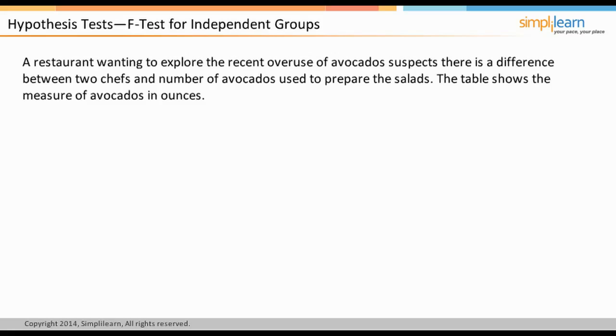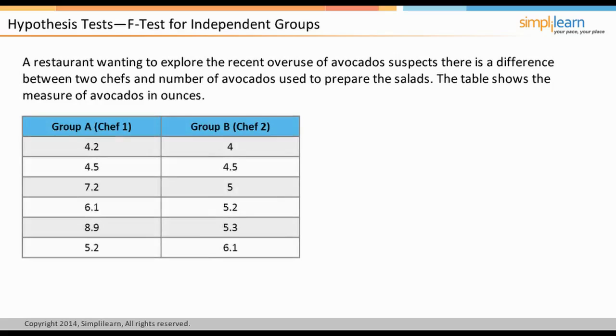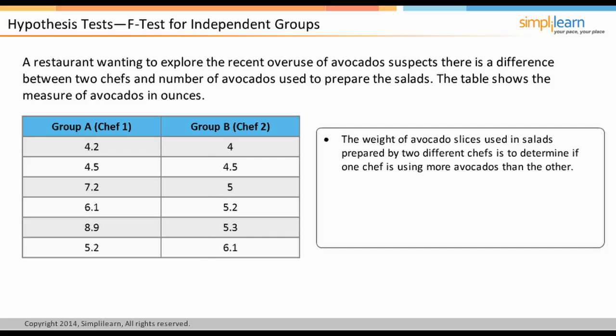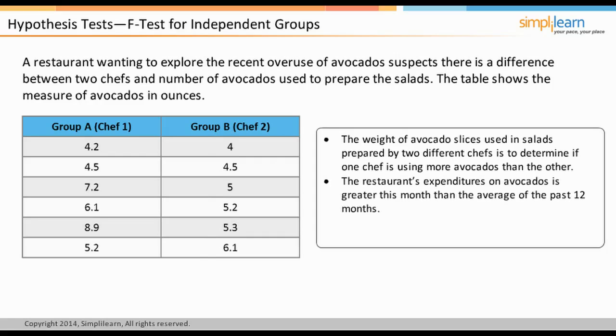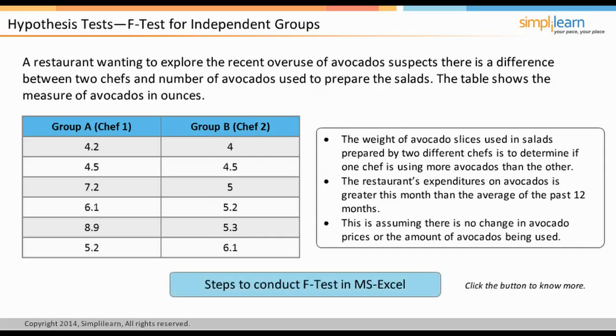A restaurant which wants to explore the recent overuse of avocados suspects there is a difference between two chefs and the number of avocados used to prepare the salads. The data shown in the table is the measure of avocados in ounces. The weight of avocado slices used in salads prepared by two different chefs is to determine if one chef is using more avocados than the other. Perhaps the restaurant's expenditures on avocados is greater this month than the average of the past 12 months. This is assuming there is no change in avocado prices or the amount of avocados being used. Click the tab to learn to conduct an F-test in MS Excel.